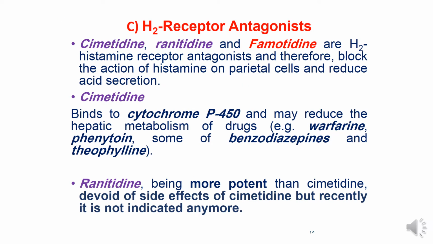The third acid suppressing agents are the H2 or histaminic receptor antagonists like cimetidine, ranitidine, and famotidine. They are H2 blockers, and they block the action of histamine on the cells and reduce acid secretions. Cimetidine binds to cytochrome P450. As you know, this enzyme is important in the metabolism of several drugs like warfarin, phenytoin, and some benzodiazepines and theophylline. So, cimetidine can bind to this enzyme and prevent the metabolism of these drugs, leading to several side effects.